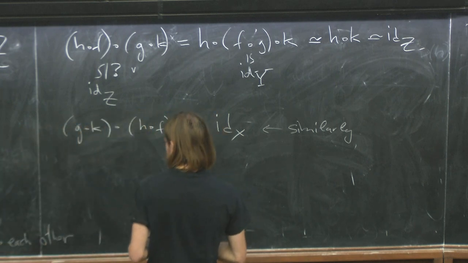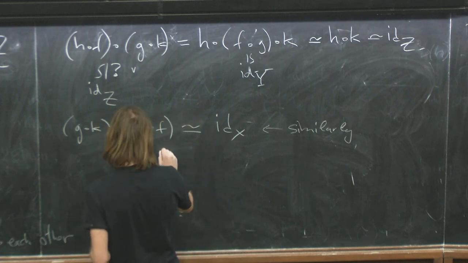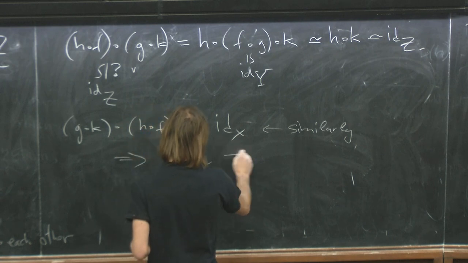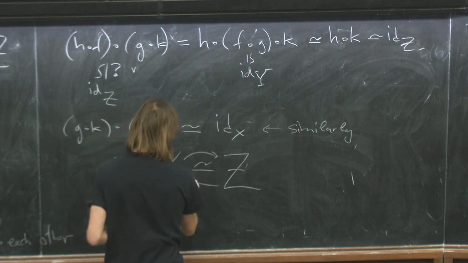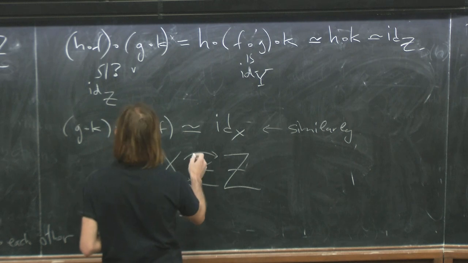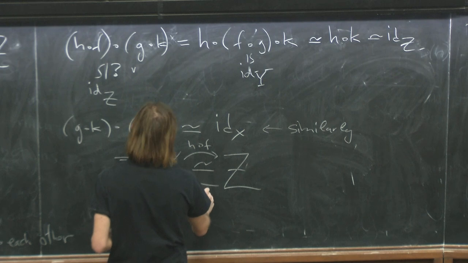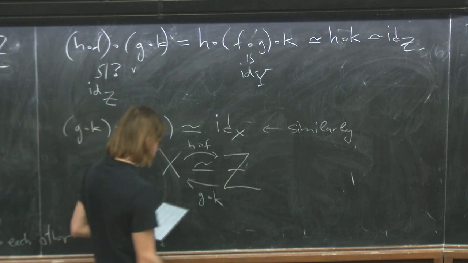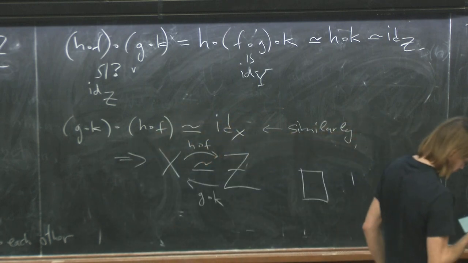So this means indeed that X is homotopy equivalent to Z, and the homotopy equivalence is provided by this pair of maps, F H and the other one. And this concludes the proof that this is indeed an equivalence relation.